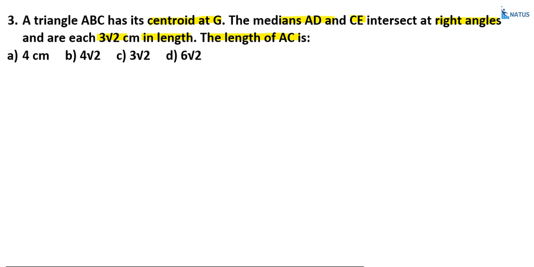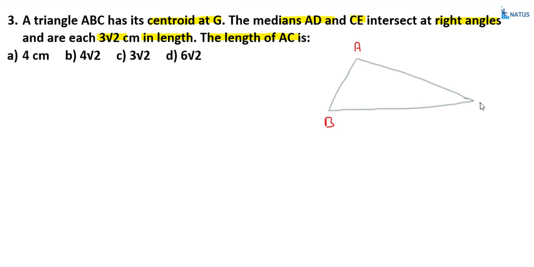Now, suppose one triangle is like this, and let us take the points as A, B, and C. And next, the median. What is the median? A line from a vertex to the midpoint of the opposite side is called a median.